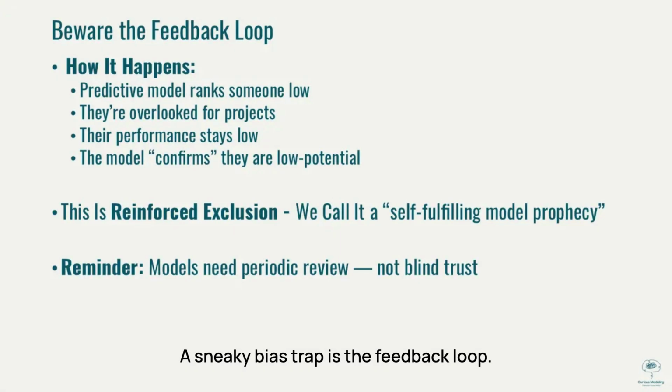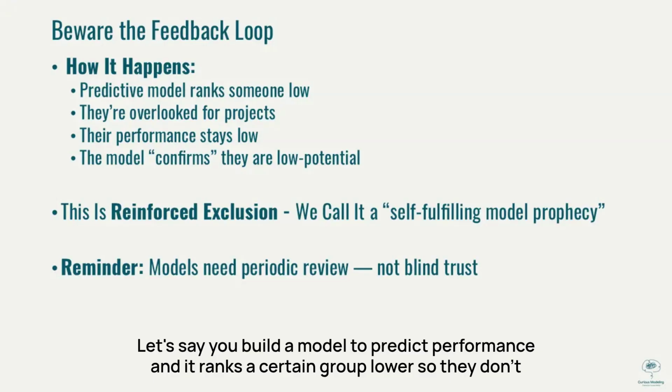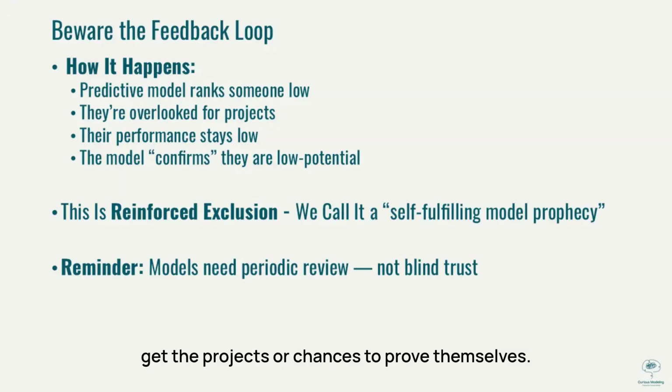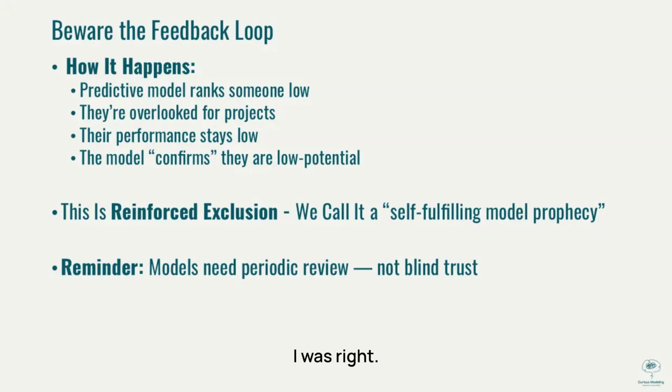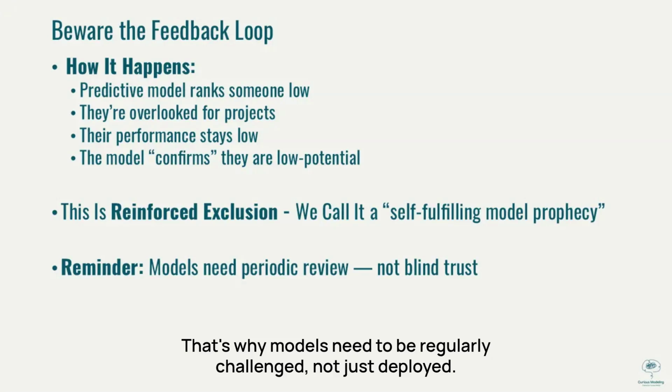A sneaky bias trap is the feedback loop. Let's say you build a model to predict performance, and it ranks a certain group lower, so they don't get the projects or chances to prove themselves. Then next year, their performance is still low, and the model says, see, I was right. Bias just got reinforced. That's why models need to be regularly challenged, not just deployed.